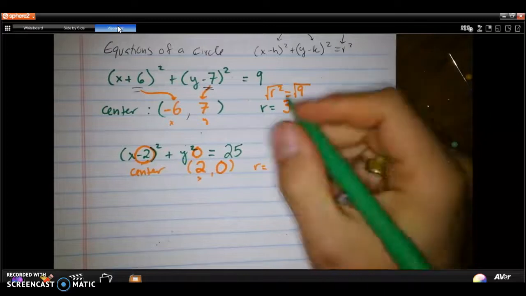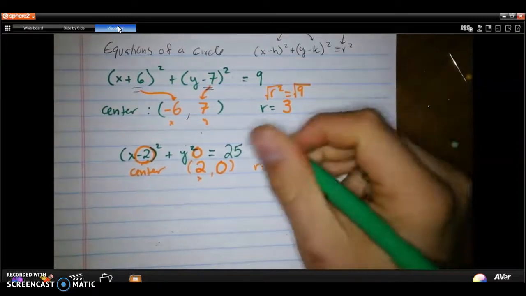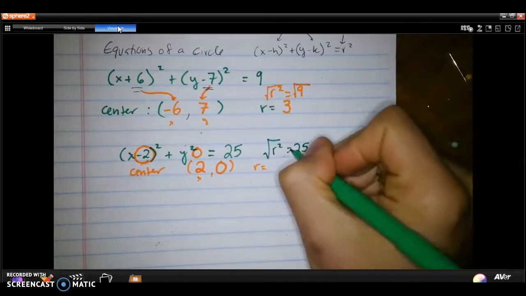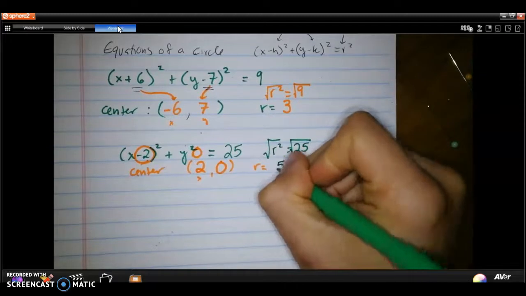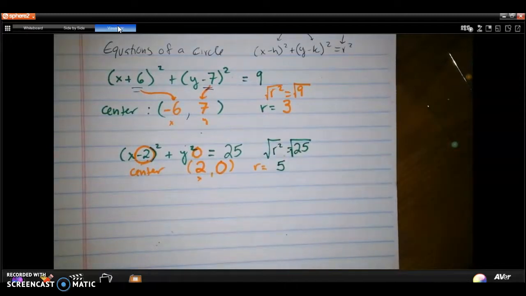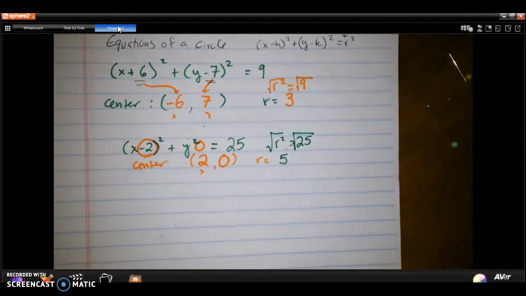To find our r, r squared is equal to 25. We just take the square root. The square root of 25 is 5. So we have our center and we have our radius. Cool. So that's how we work with going from equation to finding the center and radius.